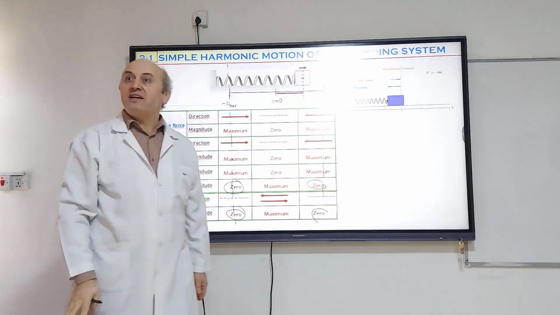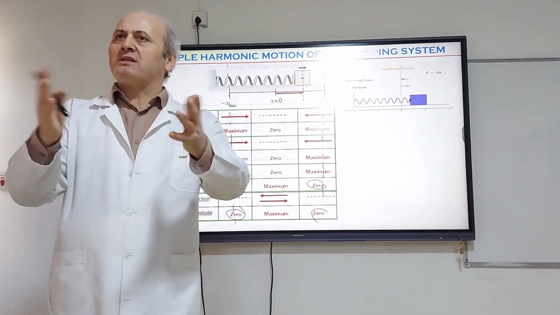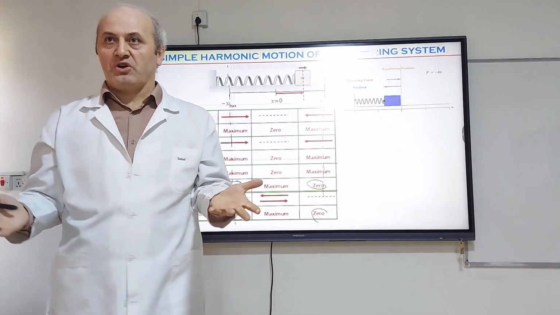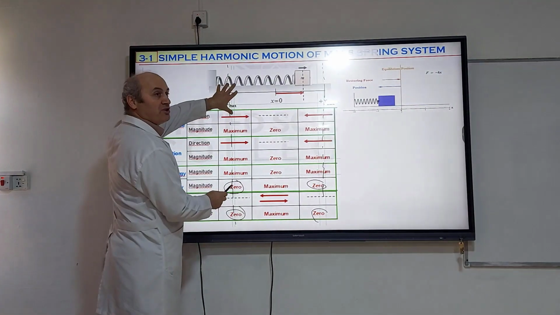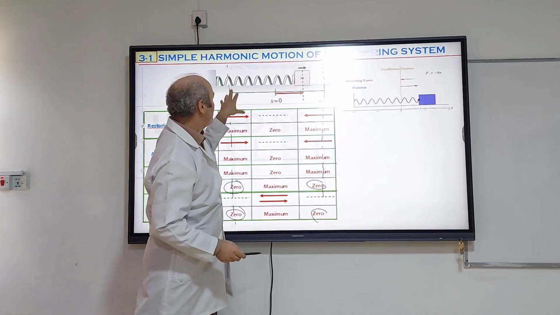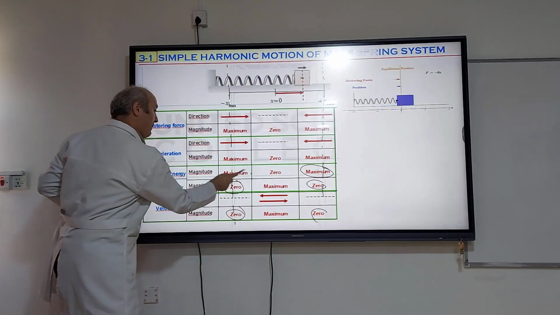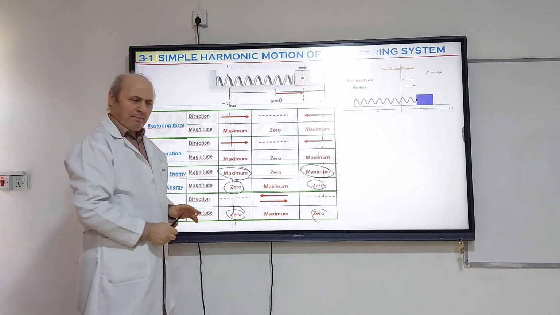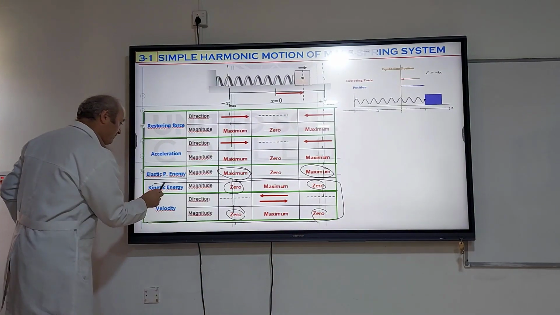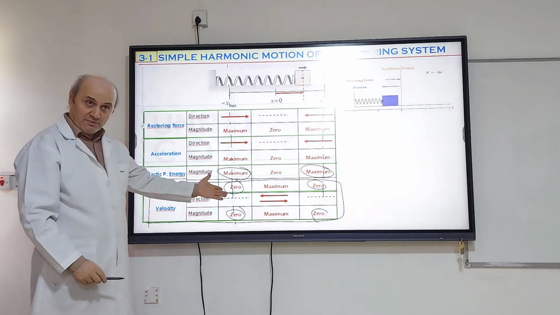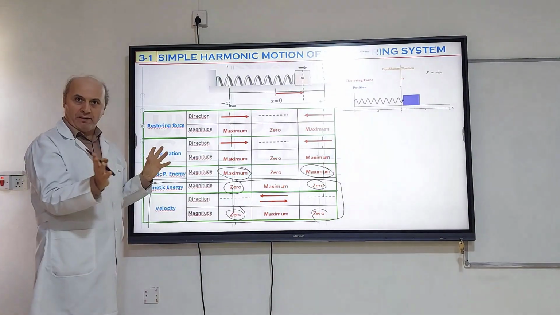But if kinetic energy is zero, the system's energy must completely be elastic potential energy. So at maximum stretching or maximum compression, elastic potential energy is maximum. Look at that: maximum and maximum. Do you remember that I said these two are the same family? So they always change together. If one of them is zero, the other one is zero. If maximum, maximum.